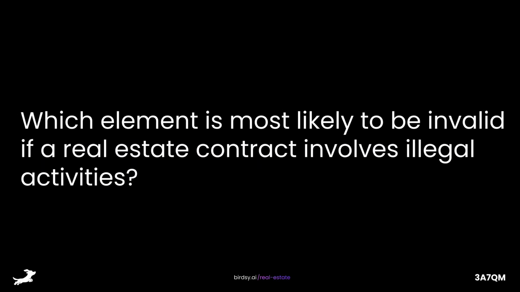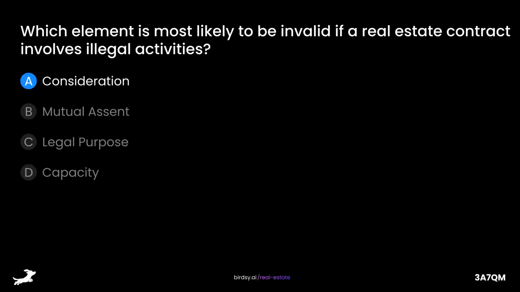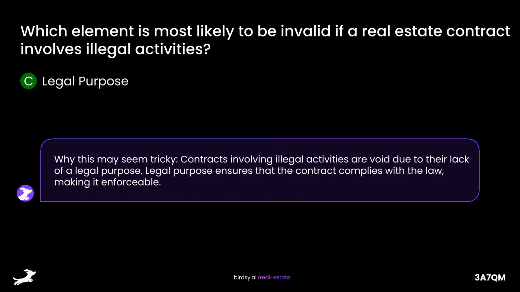Which element is most likely to be invalid if a real estate contract involves illegal activities? Is it A, consideration, B, mutual assent, C, legal purpose, or D, capacity? The answer is C, legal purpose. Why this may seem tricky. Contracts involving illegal activities are void due to their lack of a legal purpose. Legal purpose ensures that the contract complies with the law, making it enforceable.